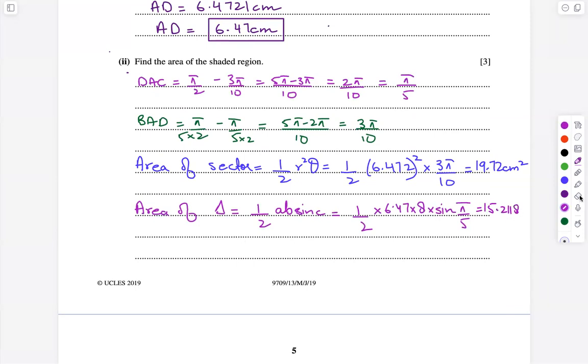15.212118, and the total area of the shaded region will now be 19.72 plus 15.2118. Adding these, this will become 34.93 centimeters squared. And as we have to give our answer to three significant figures, the final answer will be 34.9 centimeters squared.